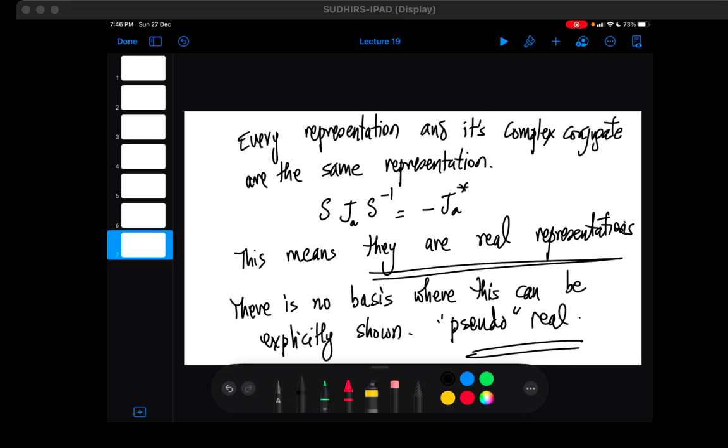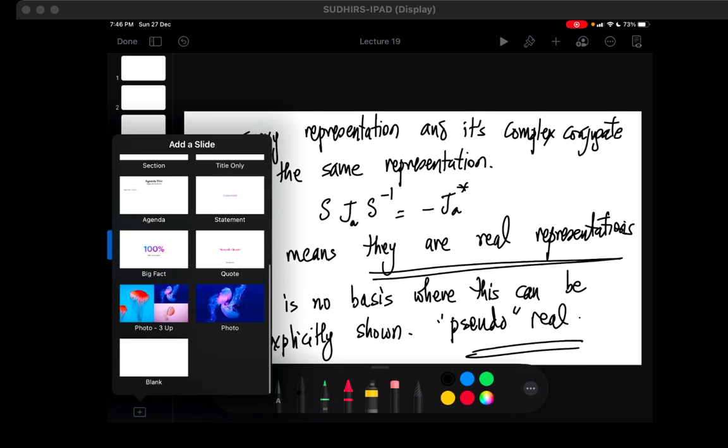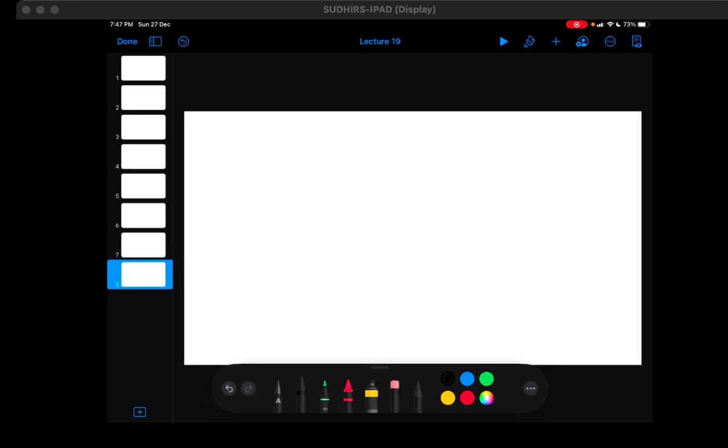So as long as you can have a similarity transformation which transforms the generators to their complex conjugates, the corresponding representations are called real representations. For SU2, such a transformation exists, but there is no actual basis where you can show that all the generators are real. There is no basis where you can have all three generators real.